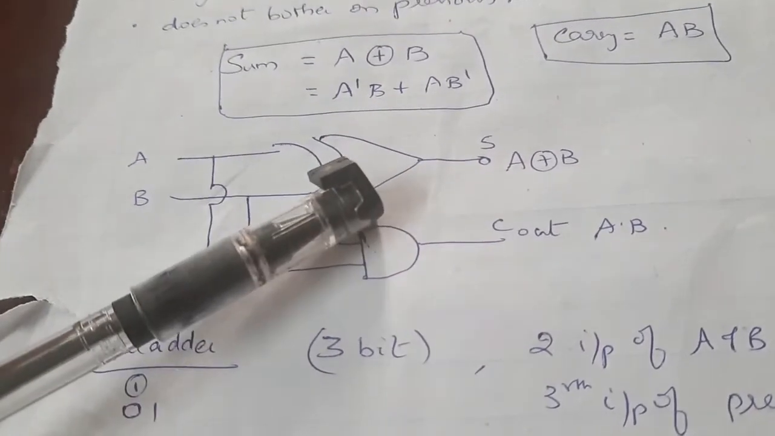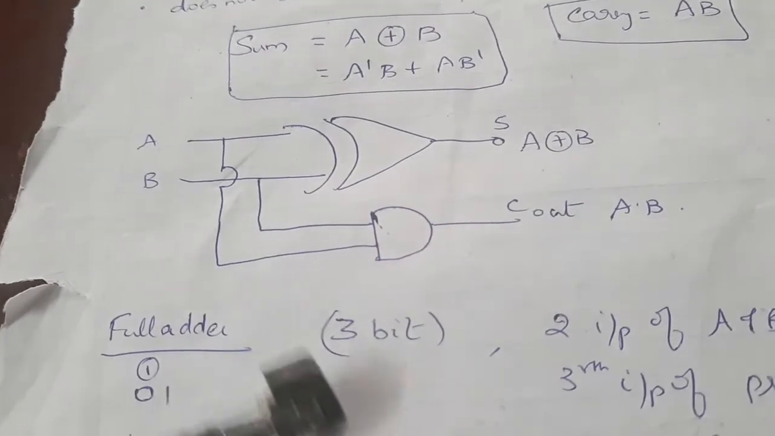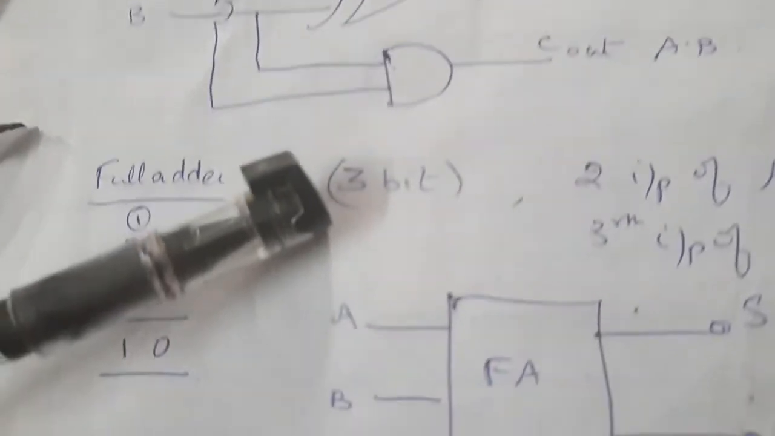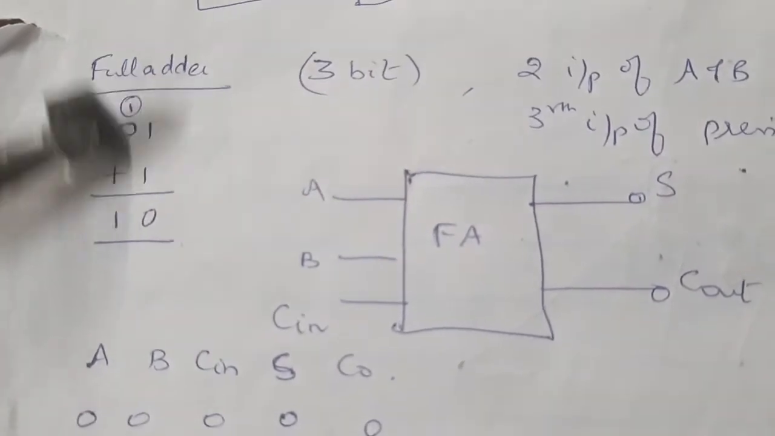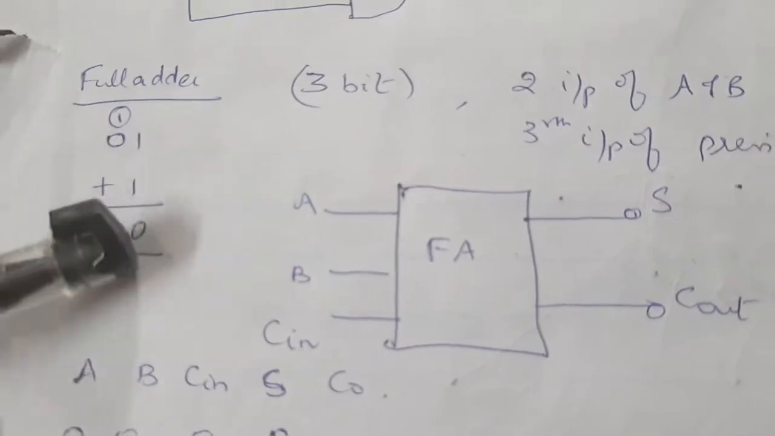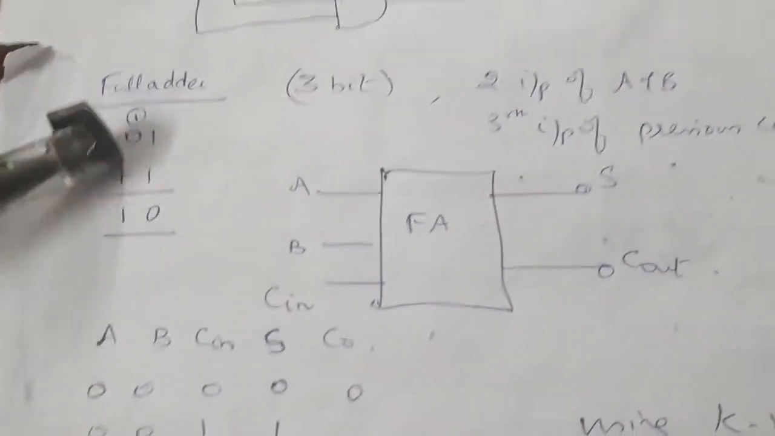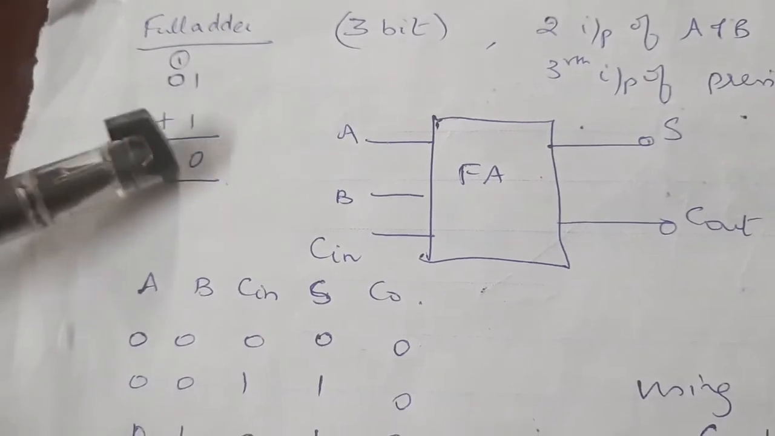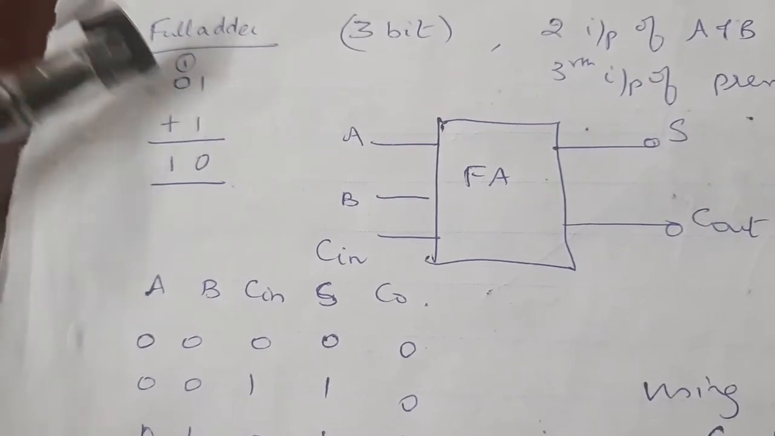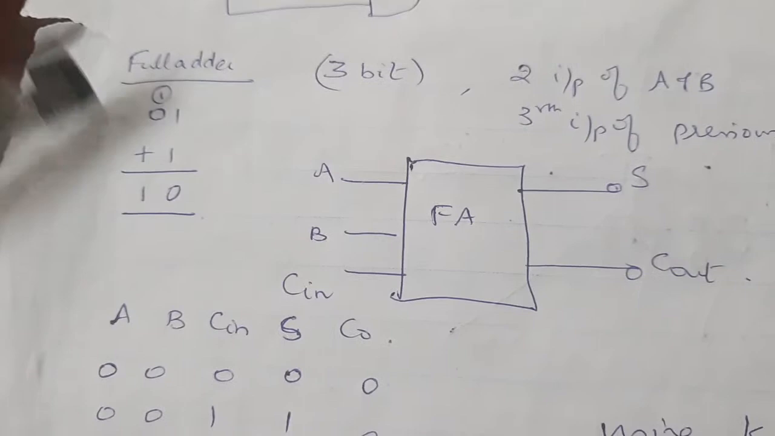Now slightly increase to 3-bit information. In 3-bit information you will have 2 inputs and the previous carry also to be considered. If you are adding with 2 bits, you will definitely have a carry. So let me take the example 0 1 plus 1. So 1 plus 1 is 1 0, you will have the carry here. That carry has to be considered if you consider the second bit.